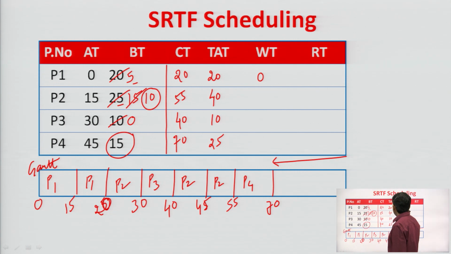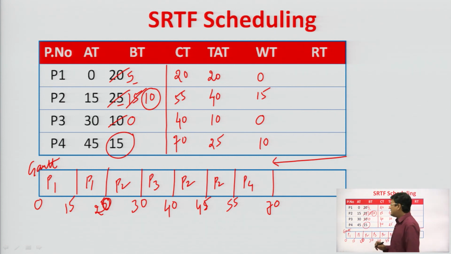So, turnaround time minus the burst time, 20 minus 20 is 0 for P1, 40 minus 25, that is 15 for P2, 10 minus 10, 0 for the P3 process. It means the P3 process has not waited for any time. It has come to the ready queue and it has got completed. Then 25 minus 15, 10 for the P4 process.